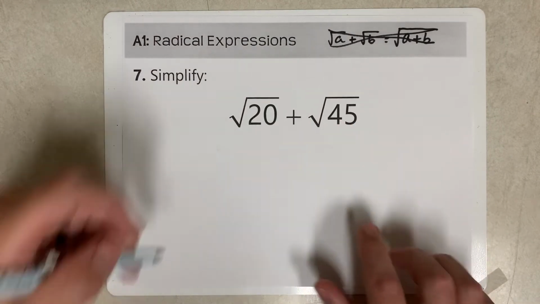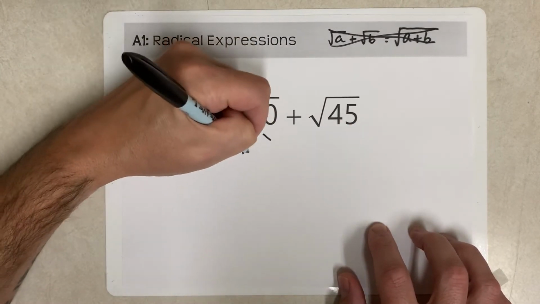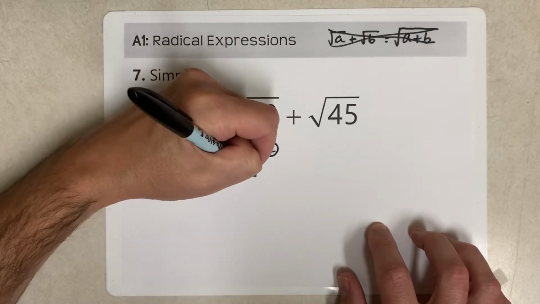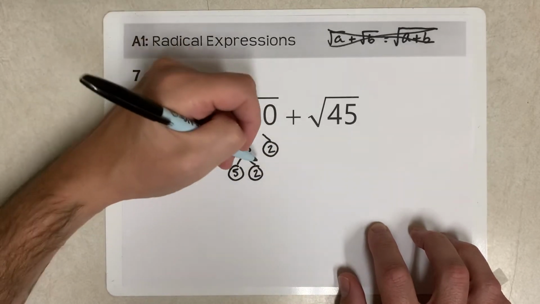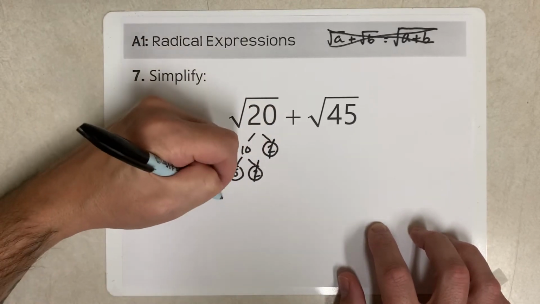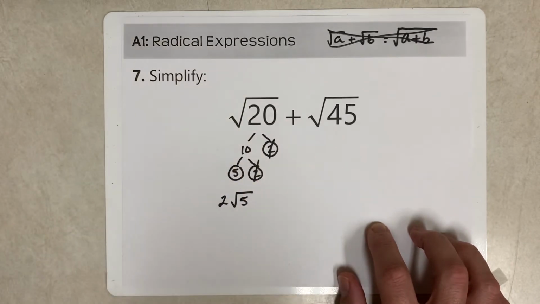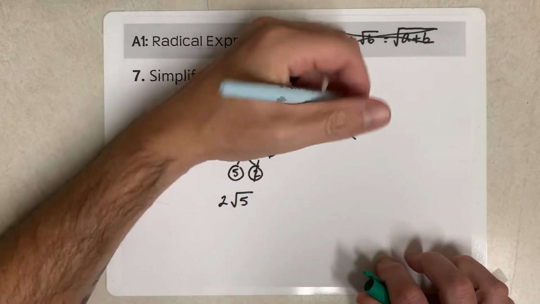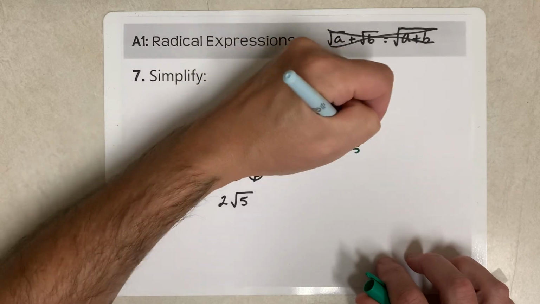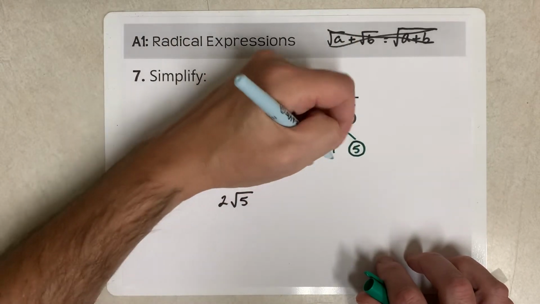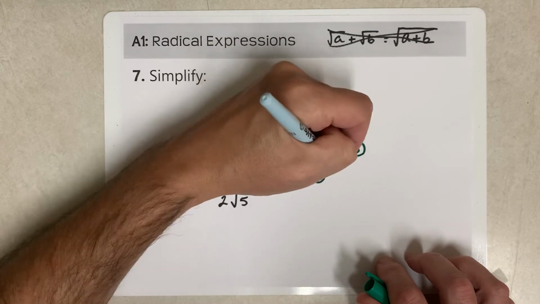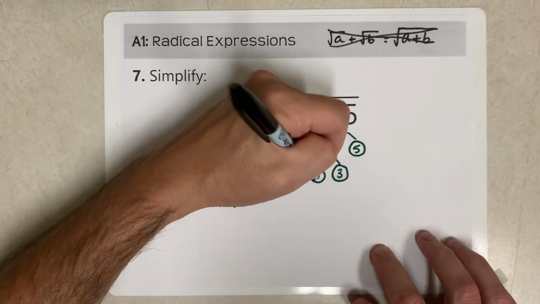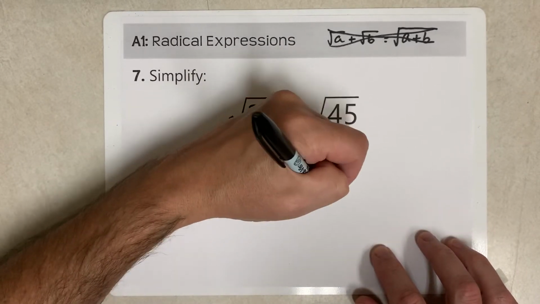What we need to do is break these numbers down. 20 is 10 and 2, and 10 is 5 and 2. Which means the square root of 20 is really 2 root 5. Let's do the same thing with 45. Let's use a different marker here. We know that 45 is 9 times 5. 5 is prime, so I circle it. 9 is 3 times 3. I've got a pair of 3's and a single 5, so that's going to be 3 root 5.